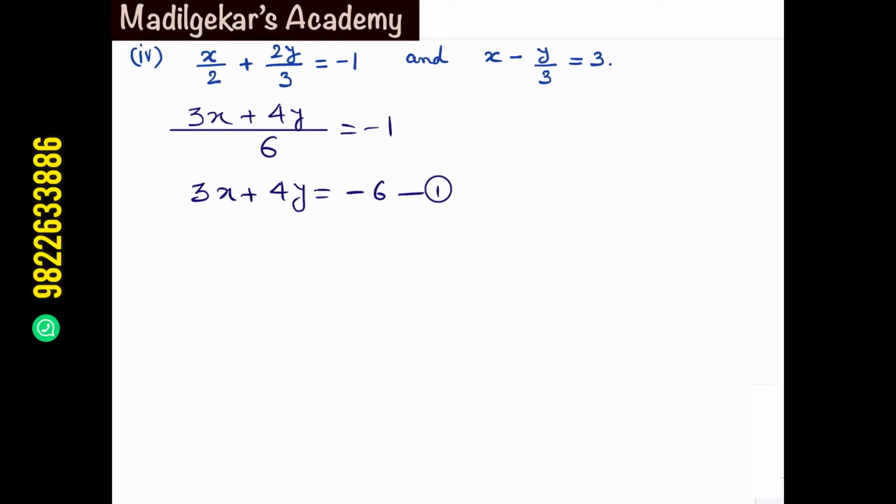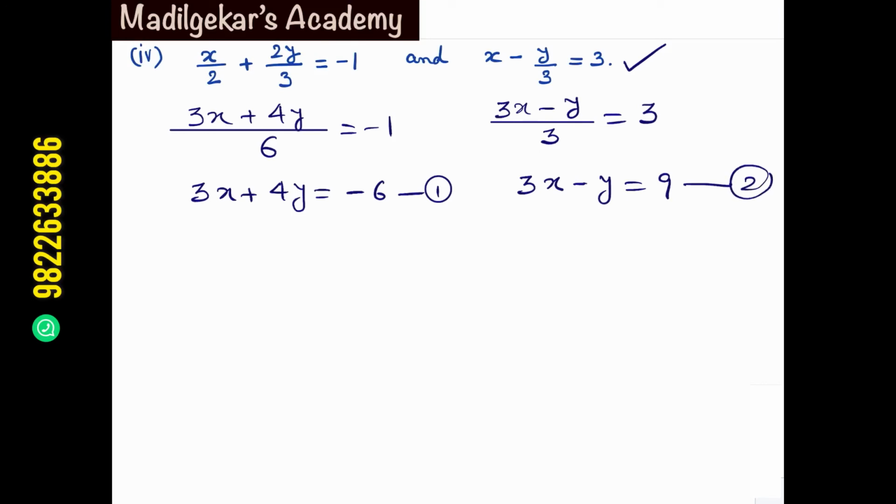Now second equation, here you will take LCM 3. So it becomes 3x minus y equals to 3, or you can multiply directly the given equation by 3 also. So it is 3x minus y equals to 9. This is your second equation. As you can observe, both have same x terms. So only we need is to subtract.